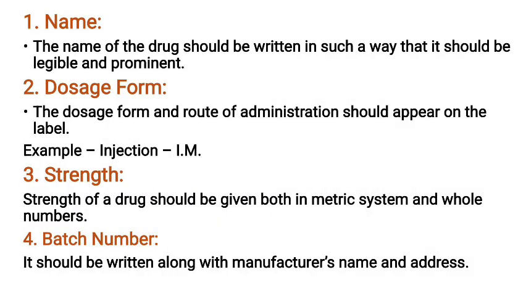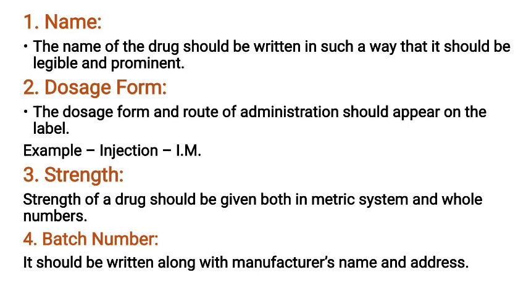First, name. The name of the drug should be written in such a way that it is legible and prominent. Second, dosage form. The dosage form and route of administration should appear on the label. Example, injection. Third, strength. Strength of the drug should be given both in metric system and whole numbers.